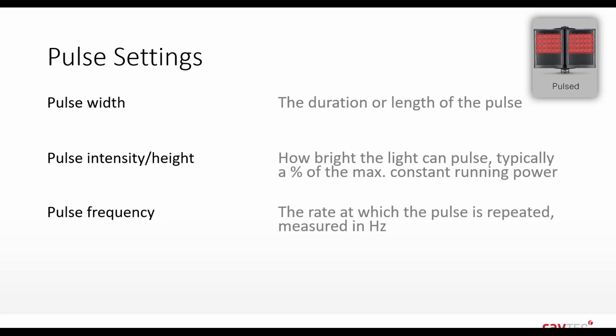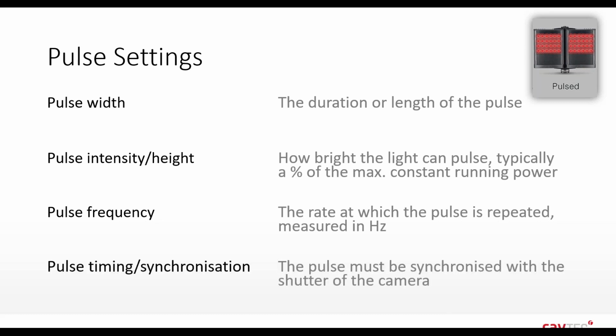As I said, there is a trade-off between all these three elements. In general terms, the shorter the pulse width and the lower the pulse frequency allows for maximum power. And there are other settings as well, which you can adjust. It's not just these three, but they tend to be the ones which ensure that the lighting pulse and the camera shutter can be perfectly coordinated.